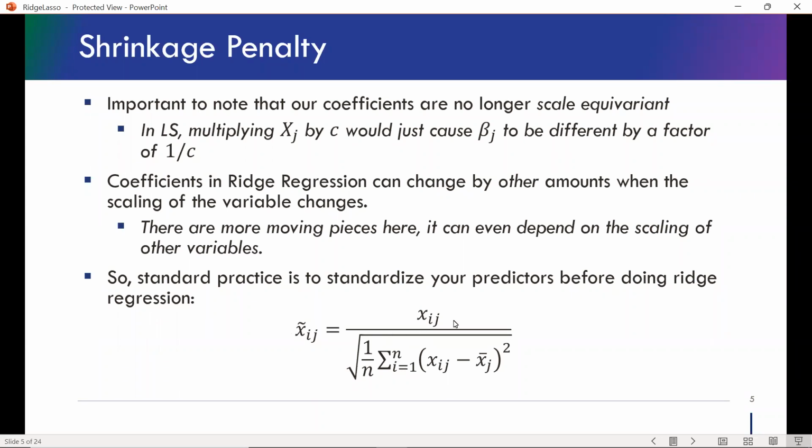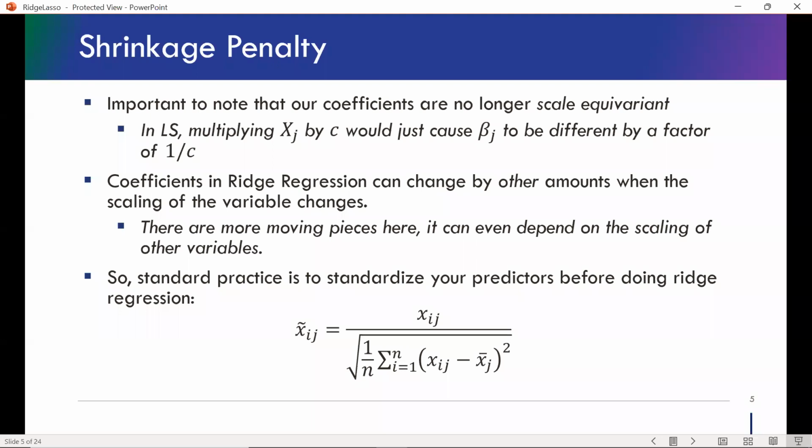So we would just standardize the predictor before doing the regression. Well, standardization, if you still remember, we just take our variable divided by the standard deviation of it. So this is the sample estimation of the standard deviation of this xij. So we get our new variables xij tilde. So basically we are doing a transformation before we do the ridge regression, to overcome this scaling problem.